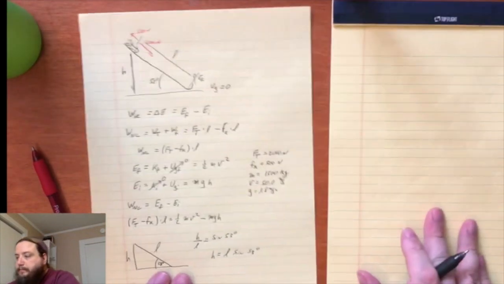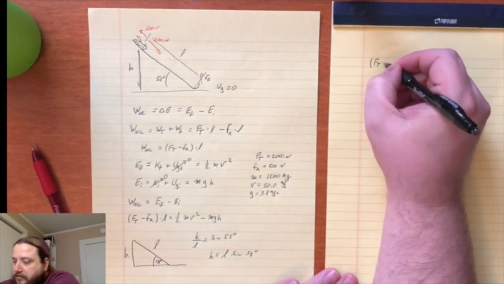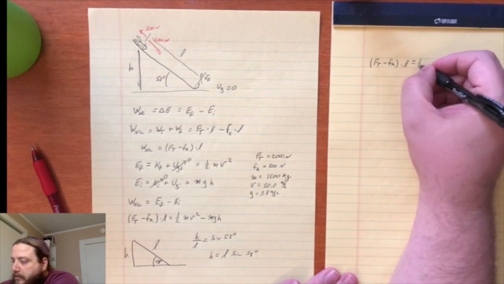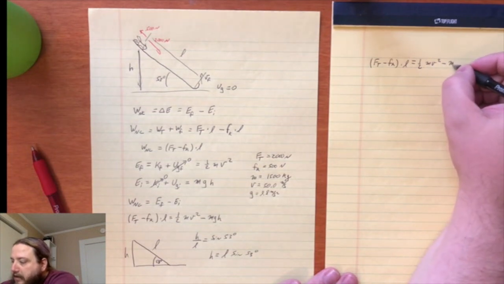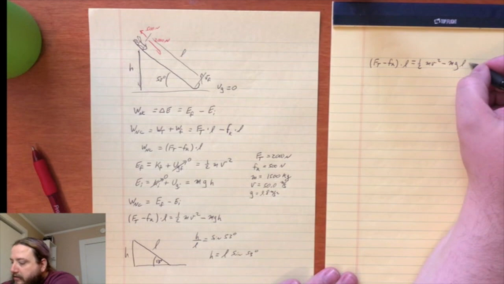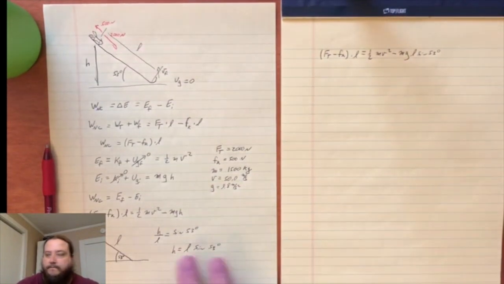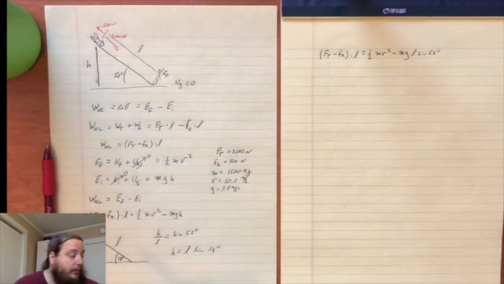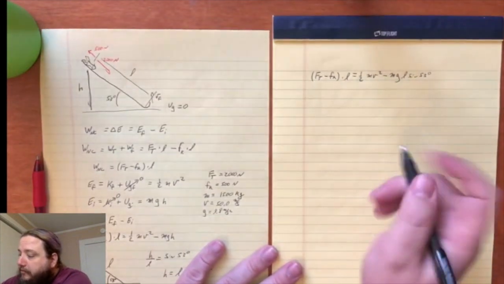Like so. And rewrite our work energy equation: thrust minus friction times L is equal to 1/2 mv squared minus mg L sine of 53 degrees. All right, and now we know everything here except for L, and we can solve for L. So we'll collect the L terms over here on the left.